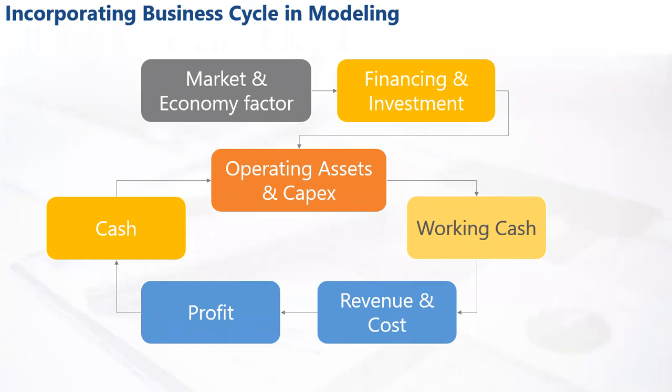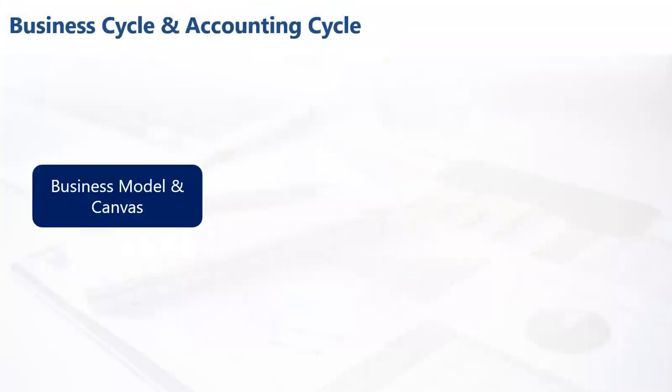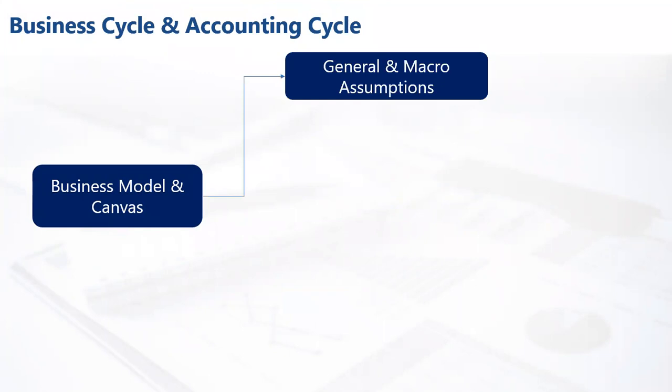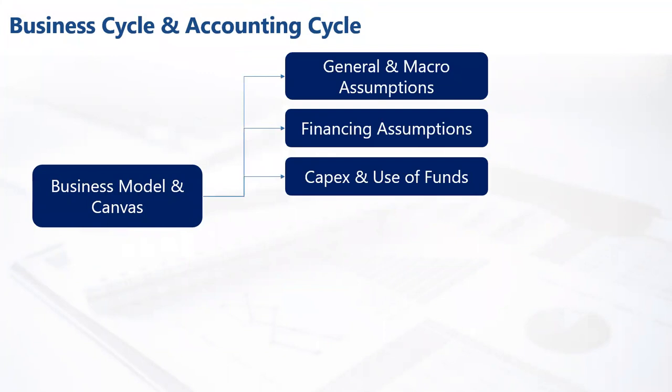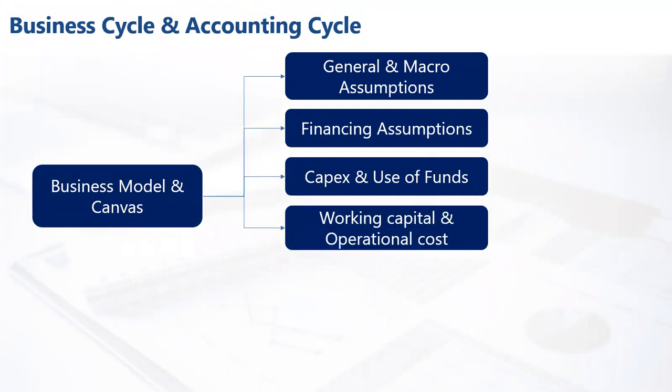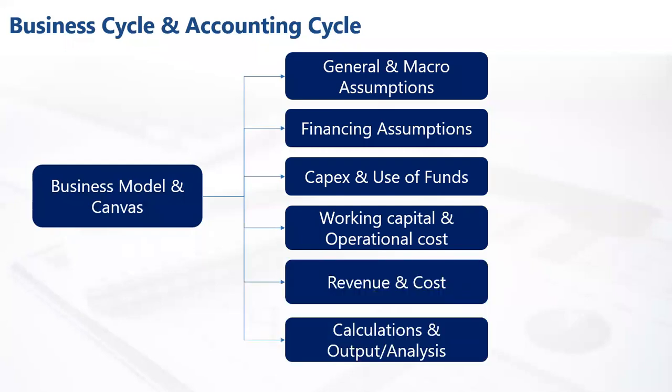And that's the whole thing about a financial model. Because you are taking a look at the future in order to make some informed decisions. Now, for this, our own model, right? Our business model and our business canvas. So the next thing is we take a look at the questionnaire that we've sent to our clients and they fill that for us. So we get started with our general macroeconomic assumptions and then financing assumptions. How do we plan to make use of the funding that we are getting? Working capital and the operational cost, revenue and our cost, then go straight into the calculation, output and analysis.